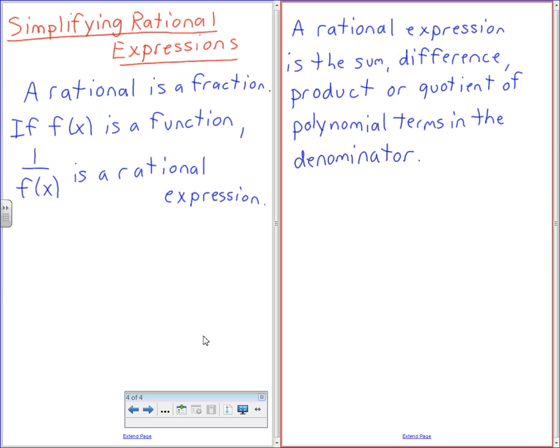In grade 11, we're just going to be dealing with polynomials in the denominator. We won't be dealing with square roots in the denominator. We'll leave that for calculus a year from now. Okay, so we're dealing with x in the denominator. What's the problem with having an x in the denominator? Can anyone think of what a problem might be?